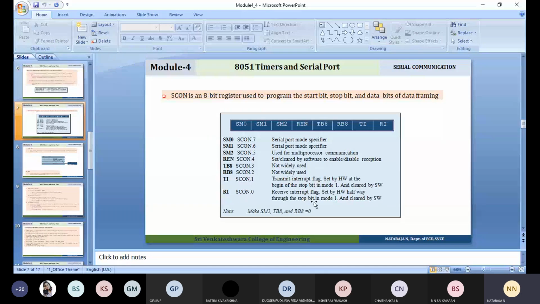When we are going to use mode 1 programming, we are going to deal with this SCON.0, that is your receive interrupt. When we deal with the transmit interrupt, this will also be cleared by the software, and we clear the data.